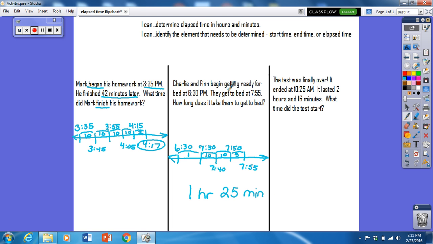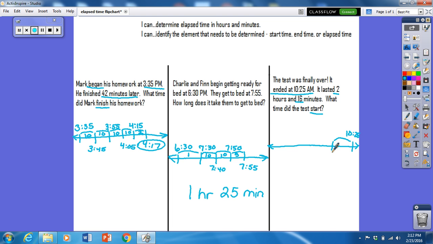And the last problem, the test was finally over. It ended at 10:25 a.m. It lasted 2 hours and 16 minutes. What time did the test start? Again, I'm looking at it ended at this time, 2 hours, 16 minutes, and I'm looking for what time did it start. So this is one of the trickier ones. This is a backwards timeline where we start at the end, which is 10:25. We are going back in time because we need to find the start time, which would be over here.